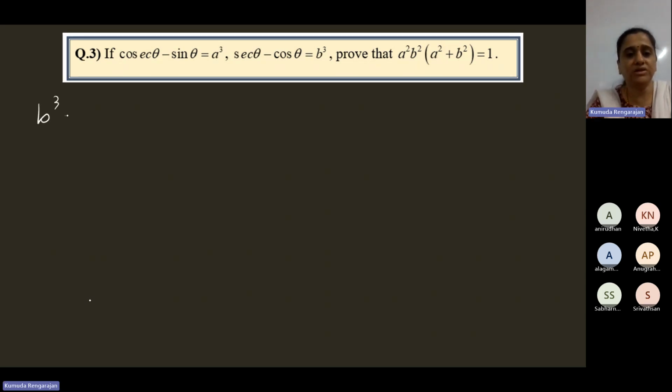Similarly, B cubed is equal to secant theta minus cos theta.